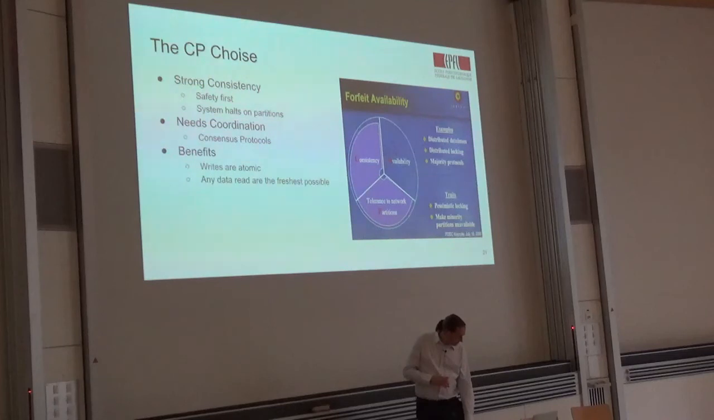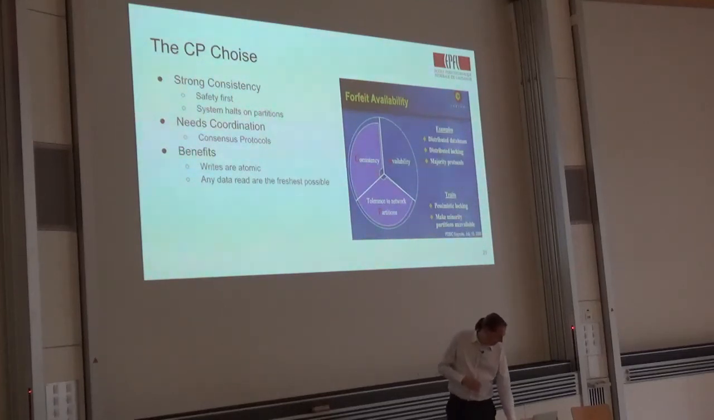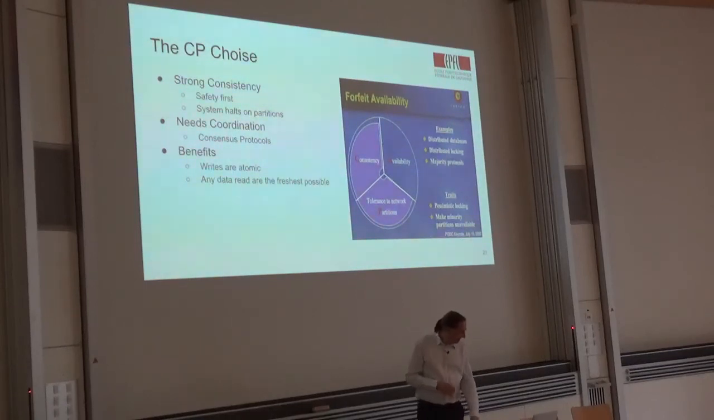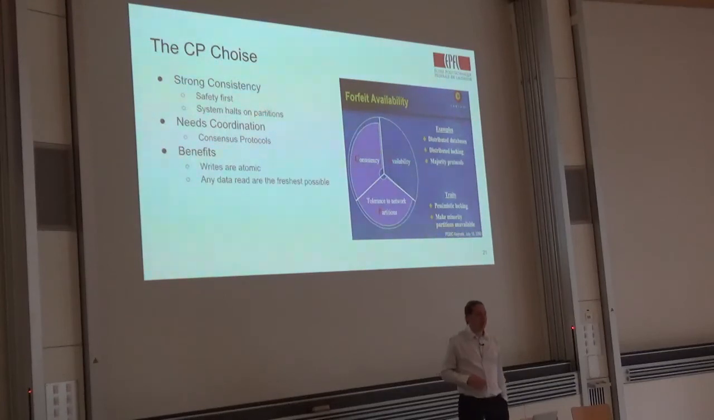Now, of course, I just covered the AP and CP choices. CA, consistency and availability, is also a choice, but that's fundamentally only applicable in a context in which I can guarantee that there are going to be no network partitions. Can you think of any examples of that? Like where we might have a CA choice example? Yeah.